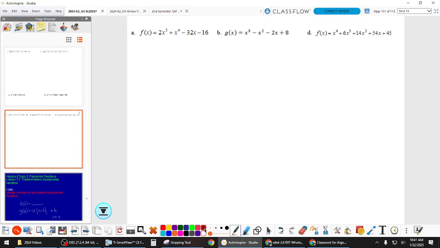So maybe if the parent looked like this, the stretched version would look like closer together and stretched out. Does that make sense? What would this -16 do to it? It would shift it down, right? So I would need to redraw it again, like down here maybe.